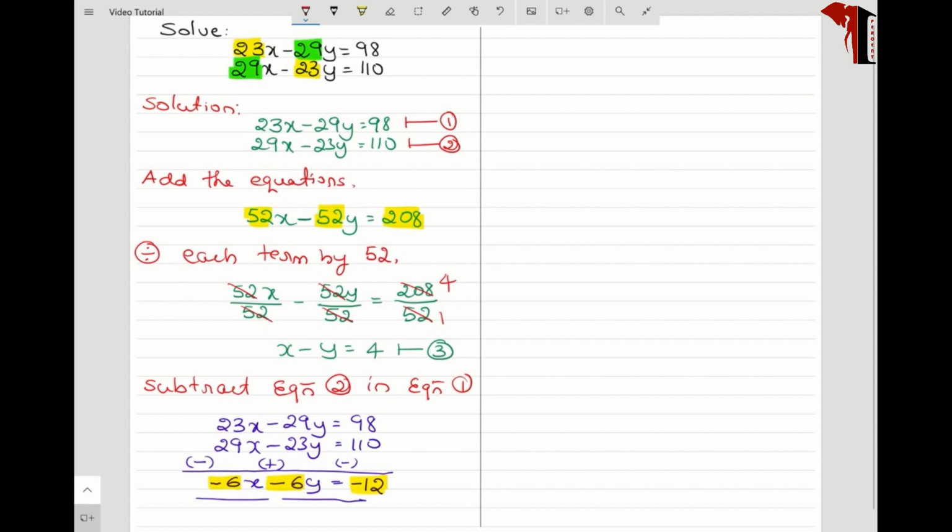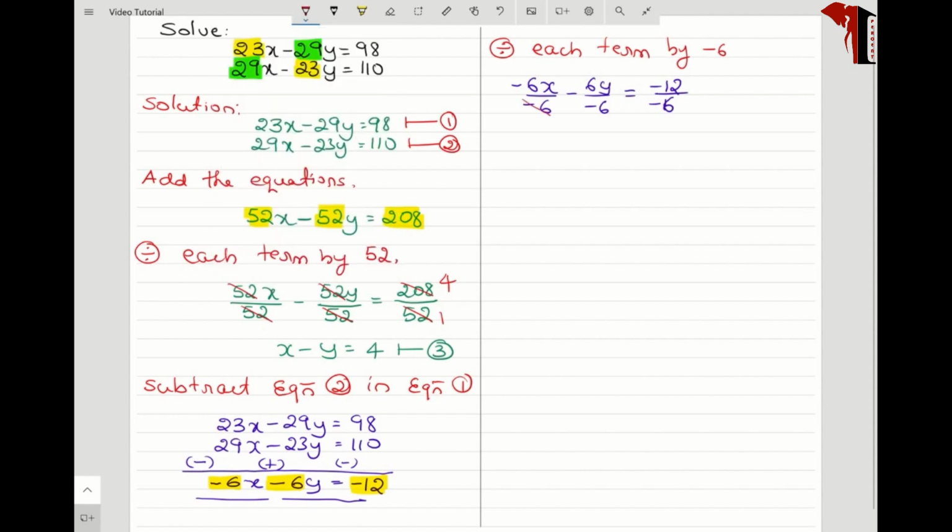We will divide each term by minus 6, because you can see the coefficient of x and the coefficient of y are both minus 6, and the constant is also negative. So it will be easy for us to remove the negative sign. According to that, it will be minus 6x by minus 6, minus 6y by minus 6, equals minus 12 by minus 6.